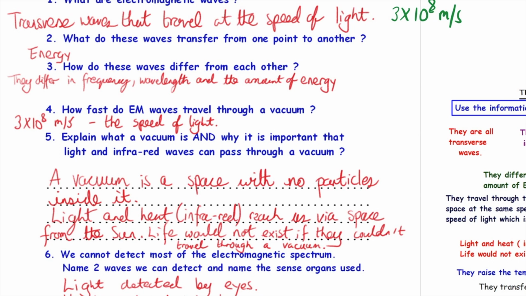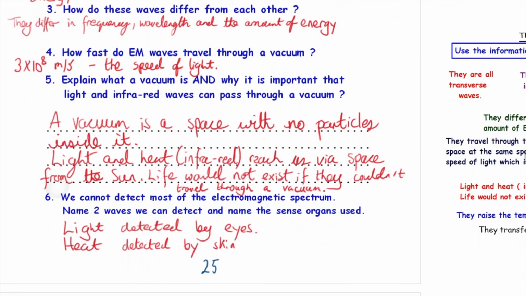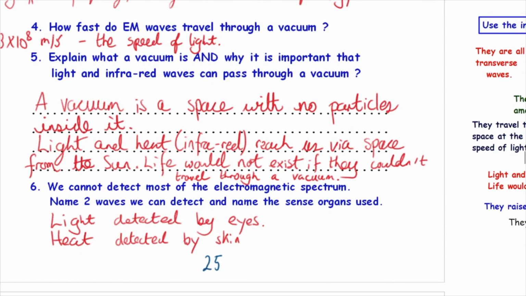How fast do electromagnetic waves travel through a vacuum? I just mentioned a moment ago, it's 300 million meters per second, or 3 times 10 to the 8 meters per second, which again is the speed of light. Nothing travels faster.